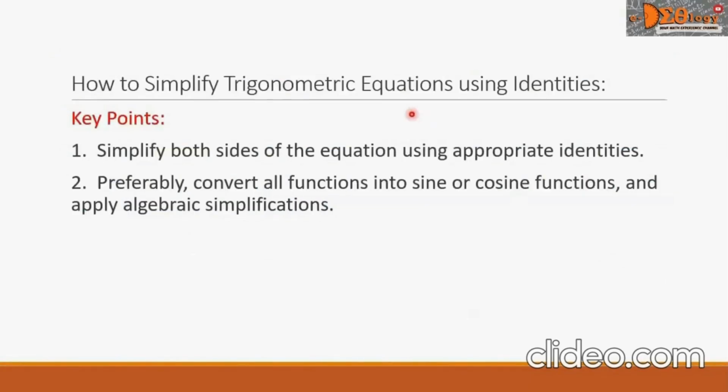We are going to simplify trigonometric equations using identities, and here are the general points. Number 1, simplify both sides of the equation using appropriate identities. Number 2, preferably convert all functions into sine or cosine functions and apply algebraic simplifications.